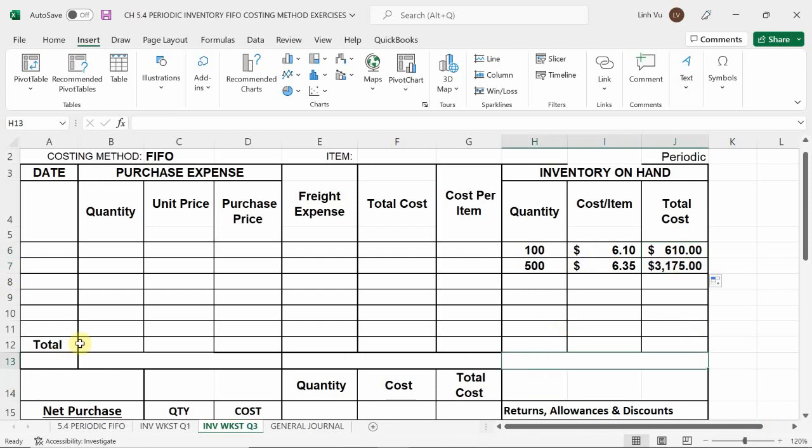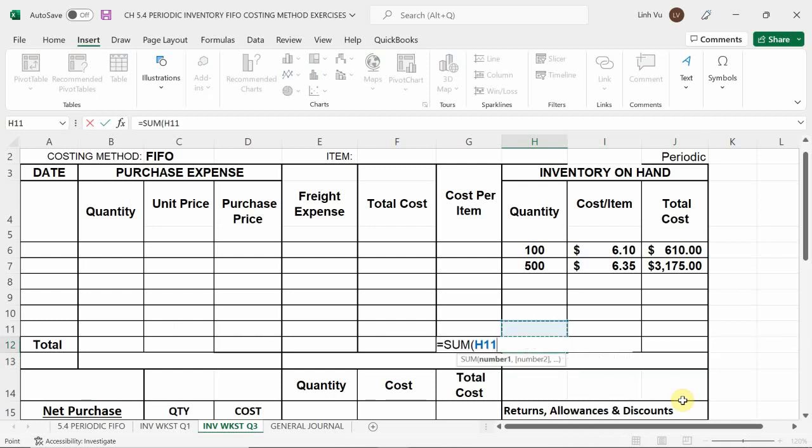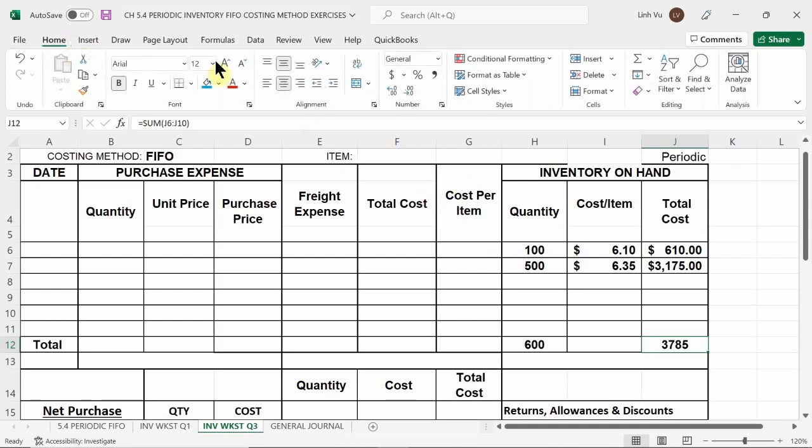And of course, it also applies right here that you're going to do your equal sum here, just so you can have your running balance of the 600 units that you carried over from the previous inventory, and you also carried over the 3,785. Okay, so that's what you ended with, and that's what you're going to begin with for this new inventory worksheet. Okay, so there you go. I have my beginning inventory.